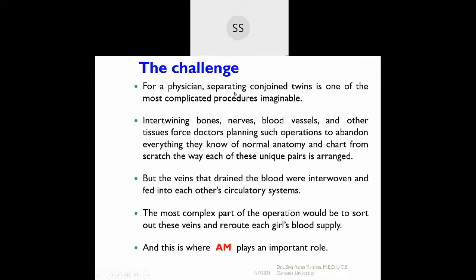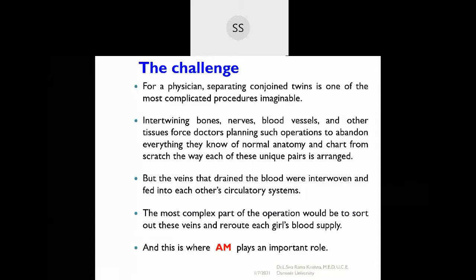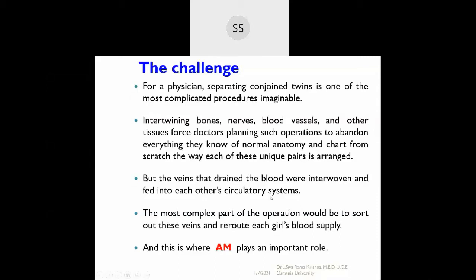The challenge for the physicians is that separating conjoined twins is one of the most complicated procedures imaginable. You have intertwining bones, nerves, blood vessels, and other tissue in common between both these girls. It forces doctors planning such an operation to abandon everything they know of normal anatomy and chart from scratch the way each of these unique pairs is arranged. The veins that drained the blood were interwoven and fed into each other's circulatory system. The most complex part of the operation would be to sort out these veins and reroute each girl's blood supply.